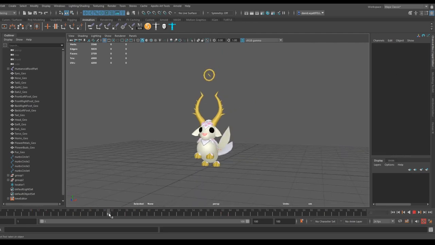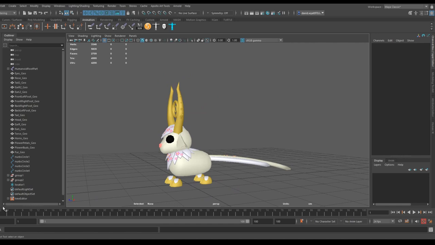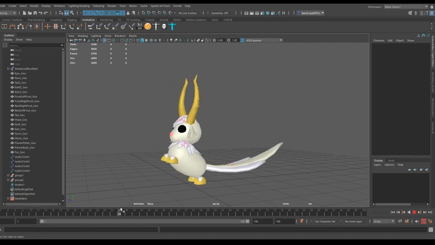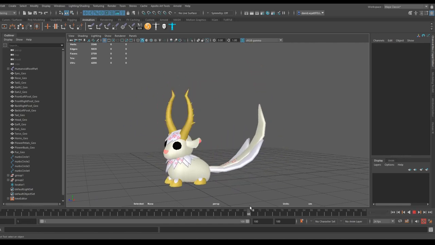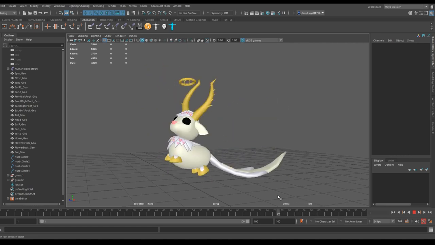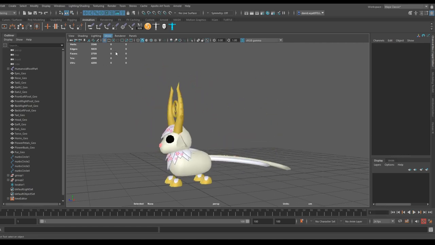So let's talk about the real beauty of this. Well, at least I think it is. The Goldhorn. Everyone loves the Goldhorn. He's a bit of a baller. That ring was something that I really wanted to make good use out of, so that's incorporated into every one of his animations.